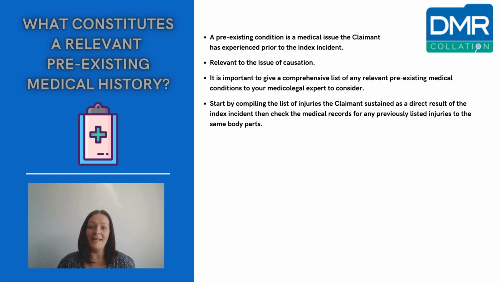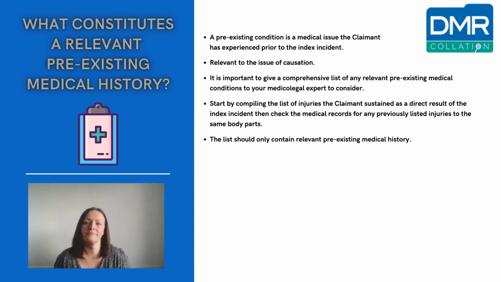Once you have determined that list, you can work back through the GP and other records to check for any previous listed injuries to the same body parts. For example, if the claimant has sustained a traumatic brain injury, you will need to review the medical records to check for any previous head trauma, cognitive issues, or learning disabilities. If the claimant sustained a fractured left arm in the index incident, you are going to go back and check for any previous similar injuries.